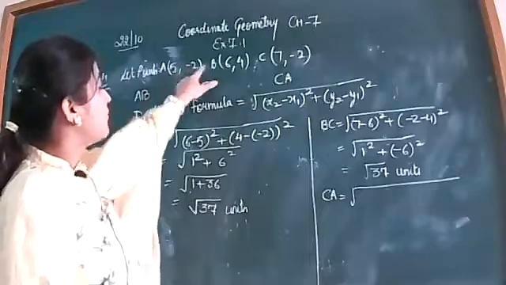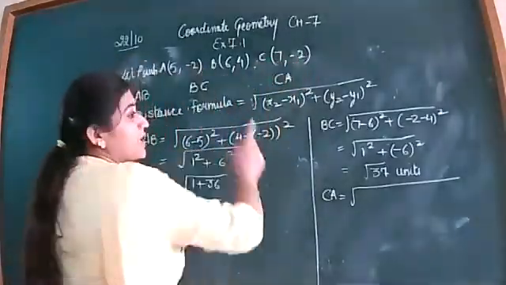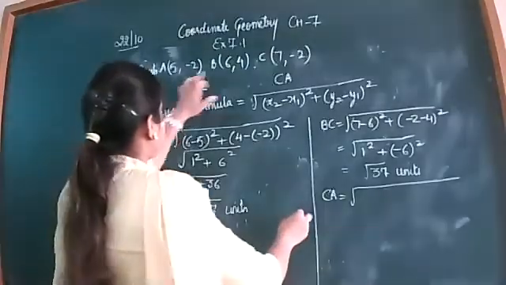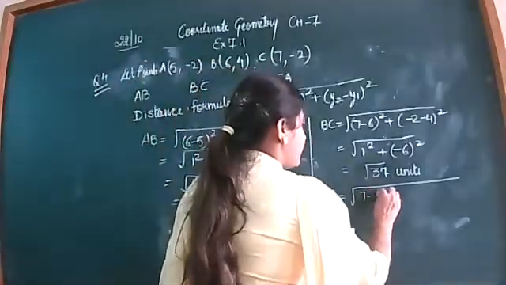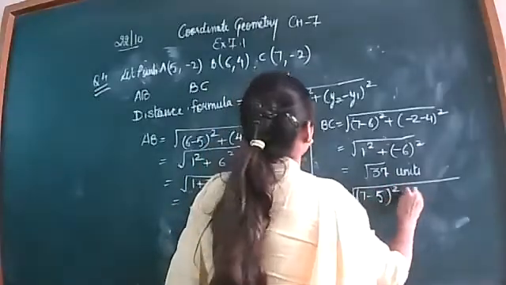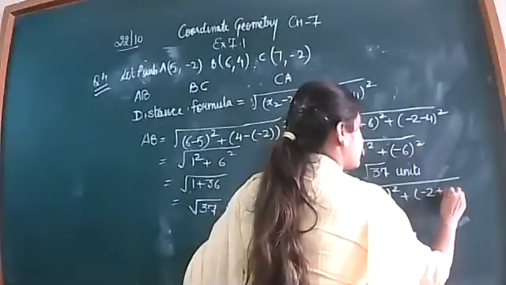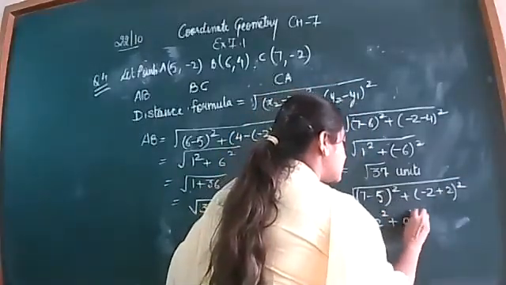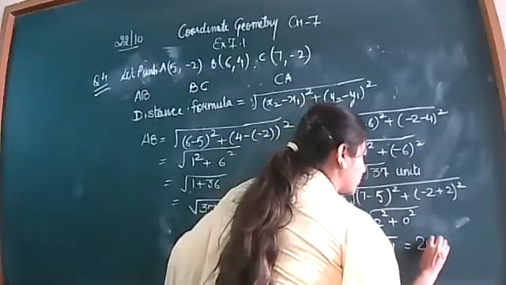If you take this as x1 y1 and this as x2 y2, or you can take vice versa, then you will also get the same answer as you wish. So 7 minus 5 whole square plus minus 2 minus, this will become plus, this is your 2 square plus 0 square, that will give you under root 4, that is your 2 units.